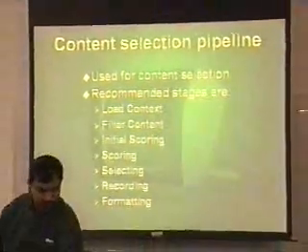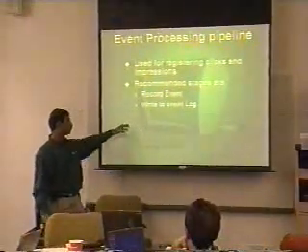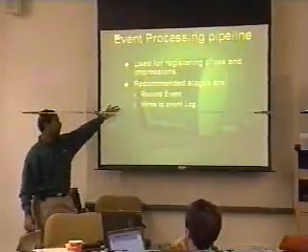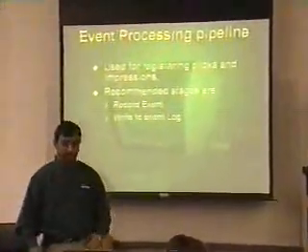The event processing pipeline has two steps. It just records the event, impression or click, and writes to the event log, and then the cache redirects the user to the destination.